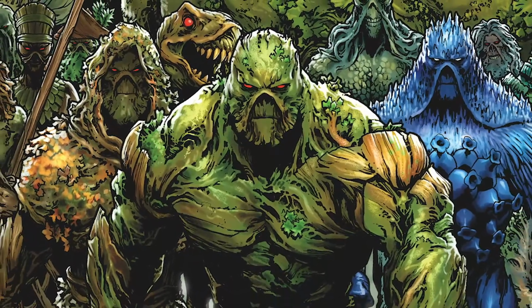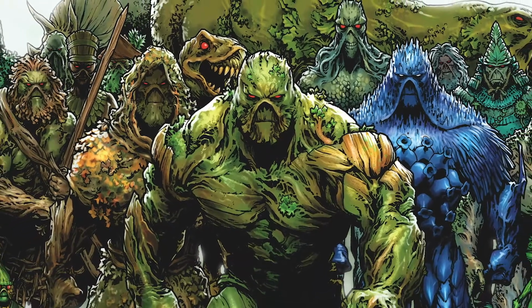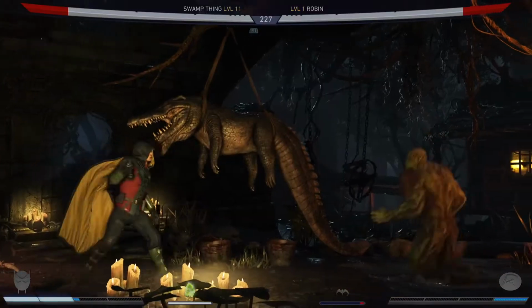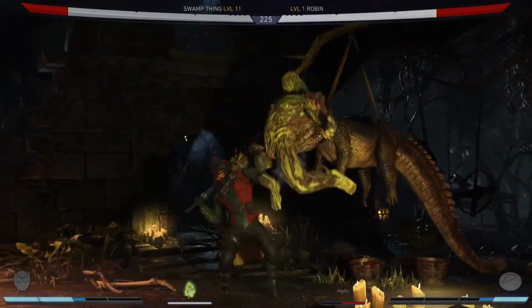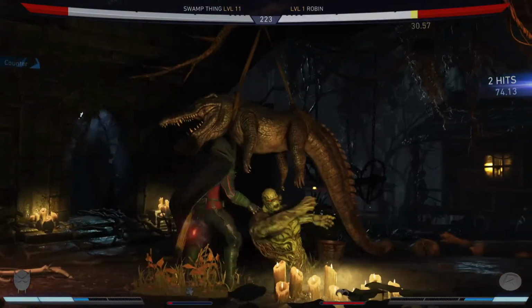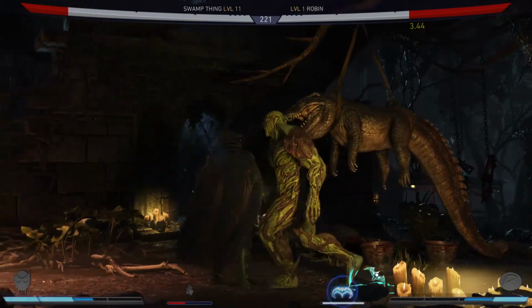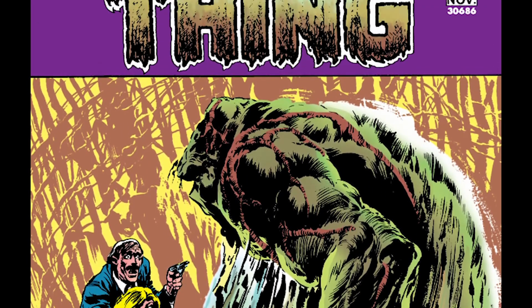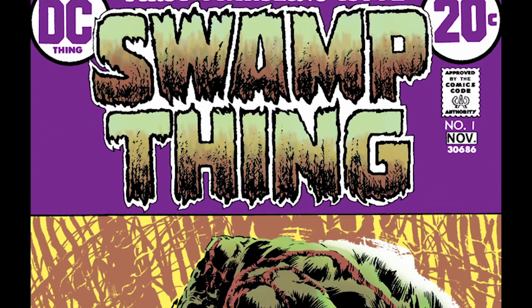Now, like with most comic book characters, there have been multiple Swamp Things throughout the years. But honestly, most of those don't really matter. I'm only going to be going over the Alec Holland version of the character, the most popular and the most common version. The Alec Holland version first appeared in Swamp Thing #1 from October to November of 1972, and it was created by Len Wein and artist Bernie Wrightson.